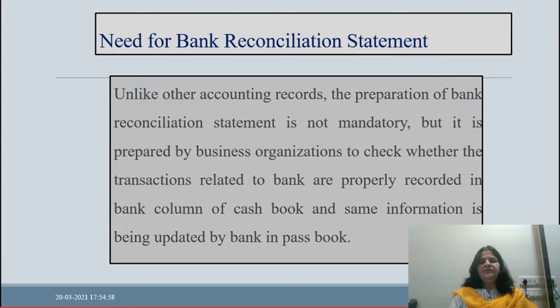Then we see the need for bank reconciliation statement. Unlike other accounting records, the preparation of bank reconciliation statement is not mandatory, but it is prepared by business organizations to check whether the transactions related to bank are properly recorded in the bank column of cash book and the same information is being updated by the bank in their passbook.